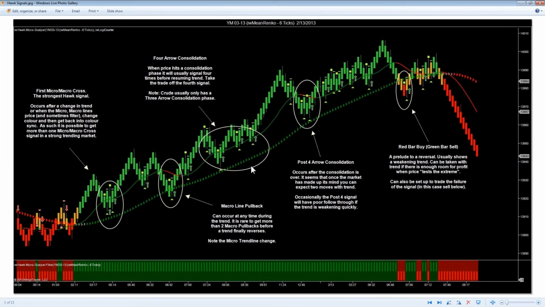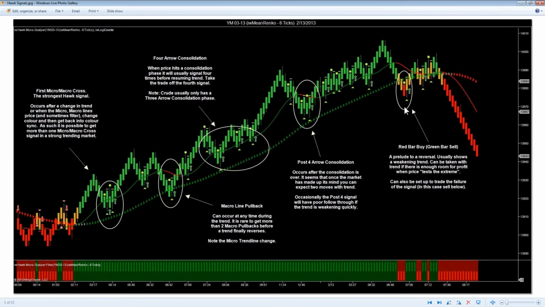Typically, after that consolidation period, the next signal that prints is also going to be a high probability signal. You can call this the post-consolidation signal. In this instance, it is also a macro pullback signal, but it just happened to occur after that consolidation period. I should point out that the 4-arrow consolidation is the only signal I will take off of yellow bars. The Hawk will also print yellow bars, but this is such a strong pattern that even if I get a yellow bar, I'll still take the signal.